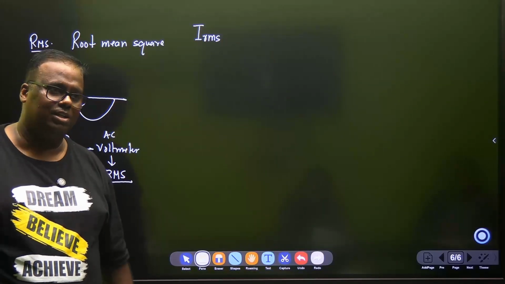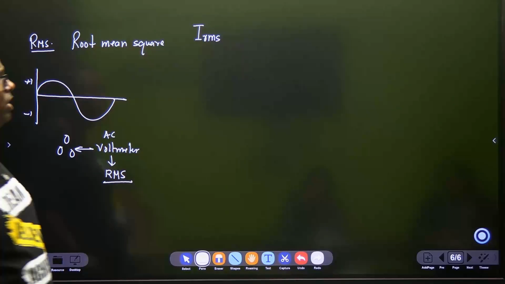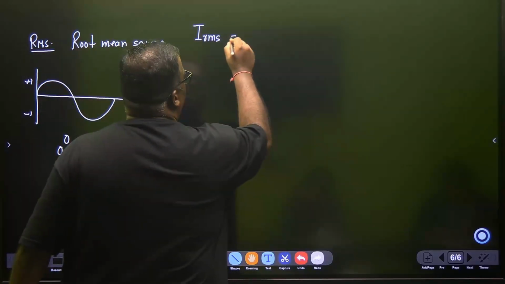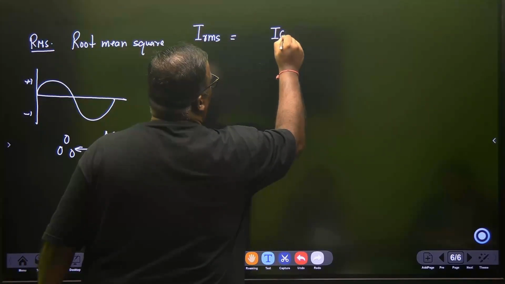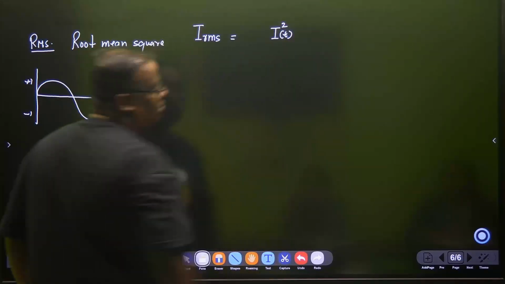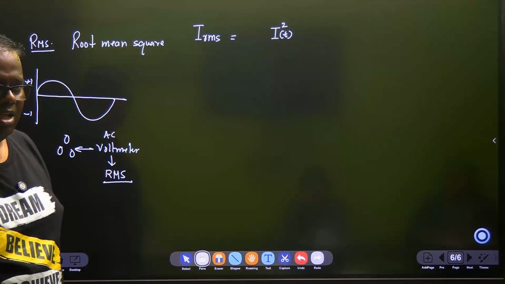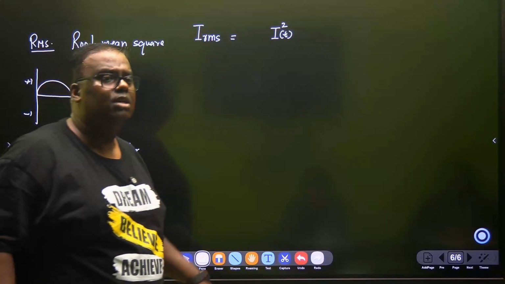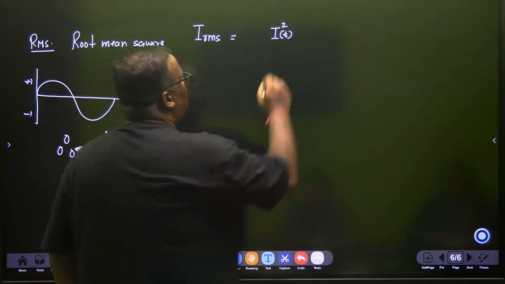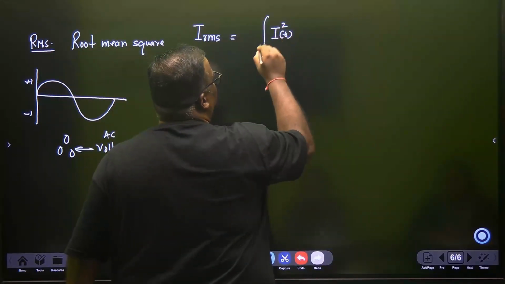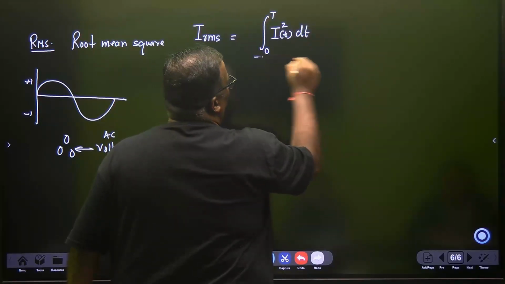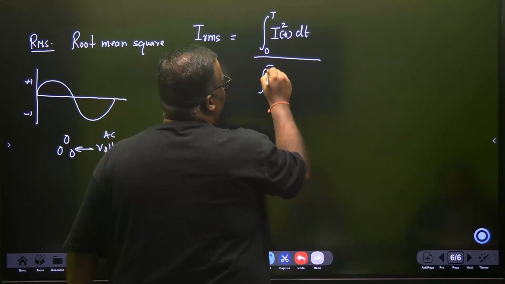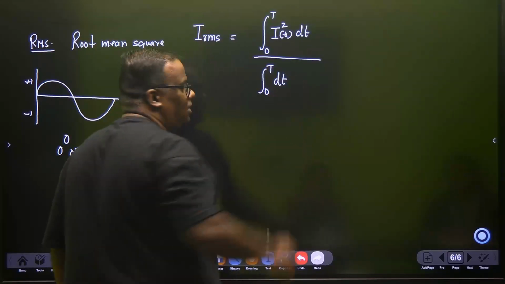Is it understood? So how will we calculate RMS? It says you need to square up. So we will do what? We will square our function. Then you need to find its mean. So we will be trying to do its average, integral from 0 to T of dt, over again integral from 0 to T of dt.